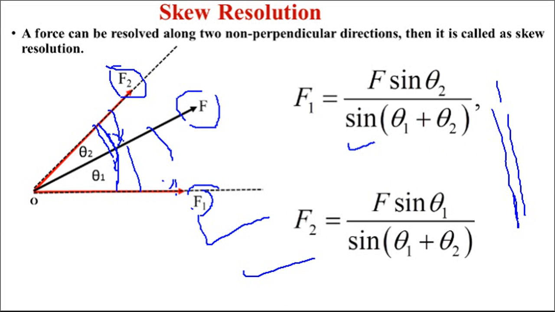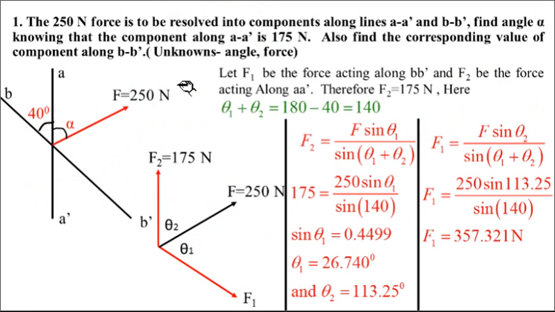This is called skew resolution. Now see, I have taken one simple problem from Beer and Johnston. The same problem is given there. The 250 Newton force is to be resolved into components along AA dash and BB dash. This is the 250 Newton force, that is F. I have to resolve it into AA dash and BB dash, which are the two directions.